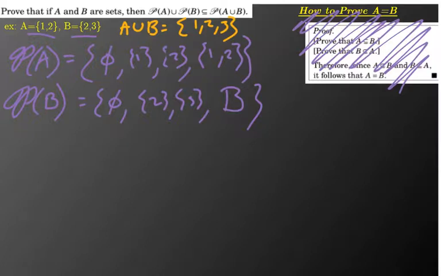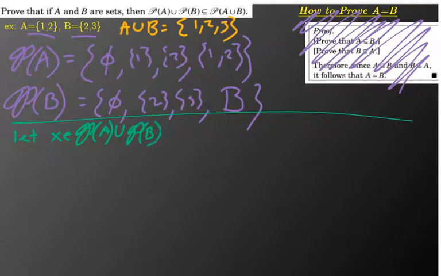So the way we prove these kinds of containment things is we're basically going to let something called X be in the power set of A union power set of B, and I'm going to show that X is in the power set of A union B. The idea is as long as that X you pick is very general and you follow this through, then anything in here shows up in here. So this set is contained in that set. That's the idea.